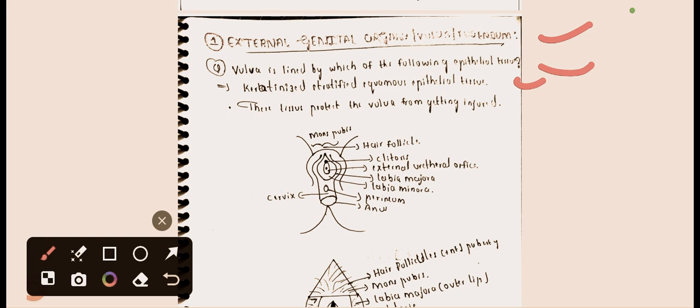This is protective against injury or trauma, it is protective in nature. Keratinized stratified squamous epithelial tissue. Overview of the external genitalia organ. The first part is the Mons pubis, second is the clitoris, third is the external urethral orifice, next is the labia majora, then the labia minora, and then the perineum, anus, and cervix. We'll study these parts in detail.